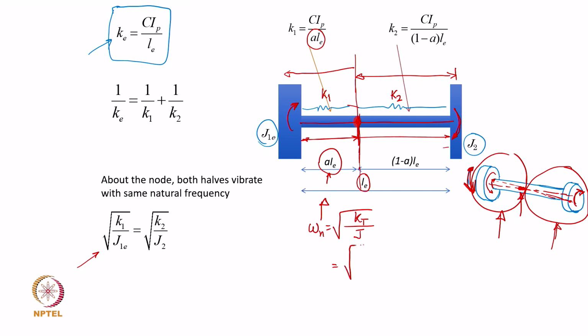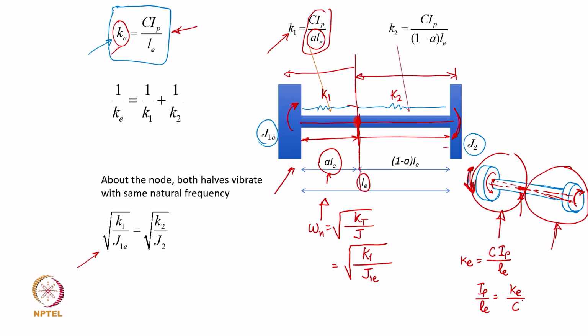Now, for the left hand side half here, the torsional stiffness is K1 as we have defined, and J1E, which is the equivalent generator inertia, is the expression that we can use. Please make a note, we do not know the numerical value of K1 because we do not know where exactly this node is positioned. So, A is an unknown here. But G IP over LE is already known, because KE is known numerically, which is C IP over LE. So, I can use IP over LE as KE over C. KE is known, C is the material constant, so I know the ratio IP over LE.